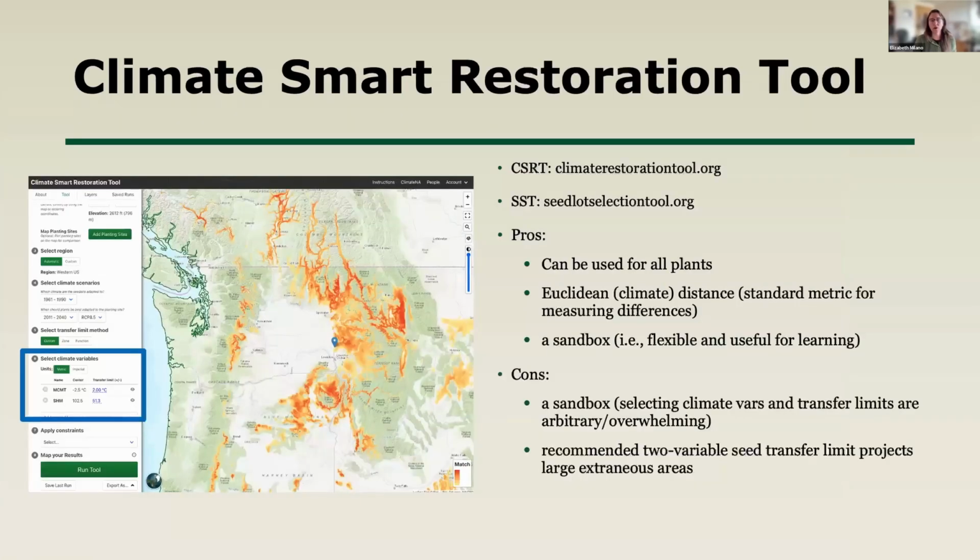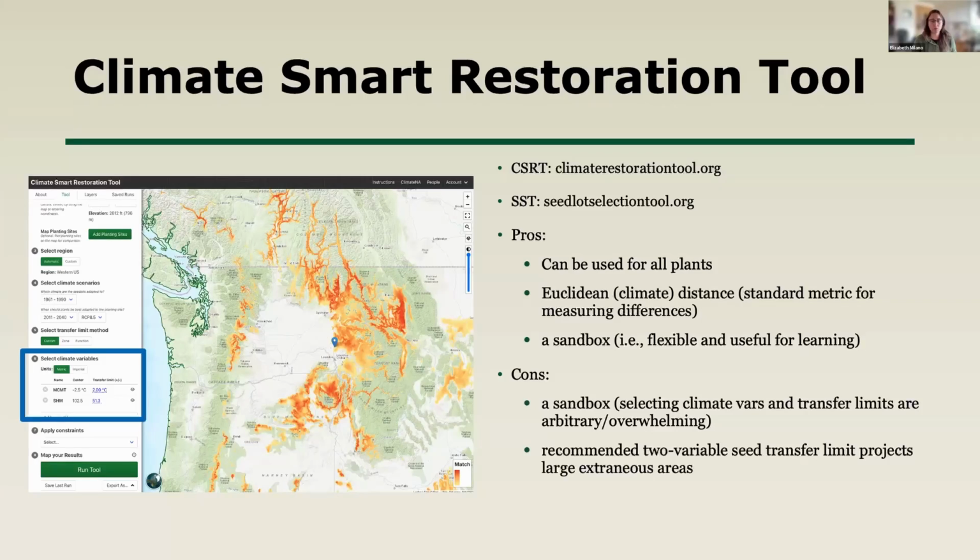Our existing web tool, the Climate Smart Restoration tool, is built using that Climate NA data, and it allows users to select a focal point location and decide which climate variables they would like to incorporate. This is currently implemented both in the Climate Smart Restoration tool, and if you may be familiar with the seed lot selection tool, they provide the same functionality. And these are both collaborations from RMRS and PNW.